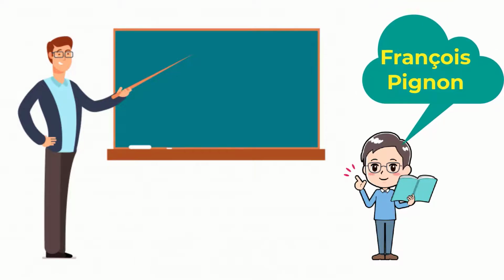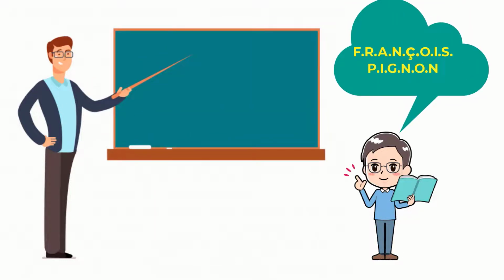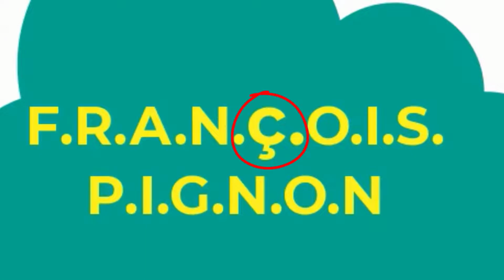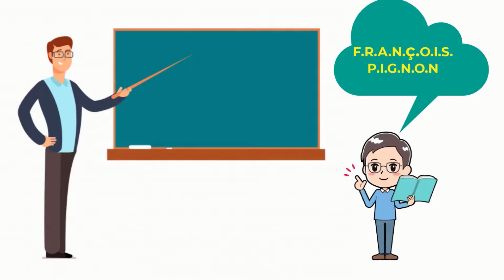François Pignot. What is that? Ça s'écrit comment? Spell it please, or how to spell it? F-R-A-N-C. Cédille. If you can see the cédille over there under the C. And after that, U-E-S. This is François. After François, Pignot. So how to spell that? P-I-G-N-O-N.